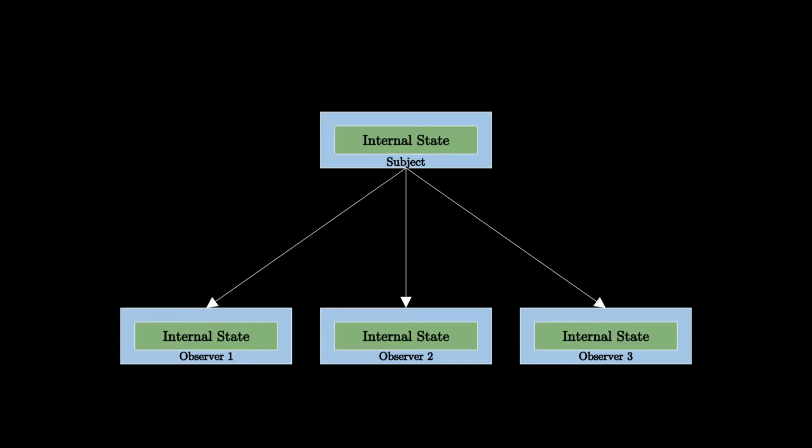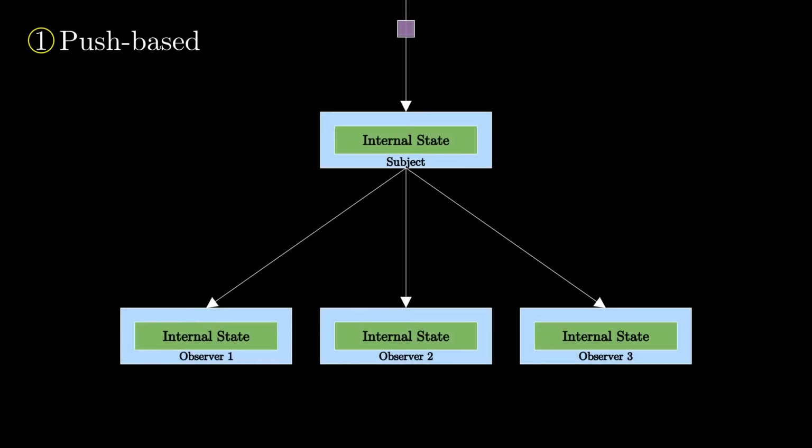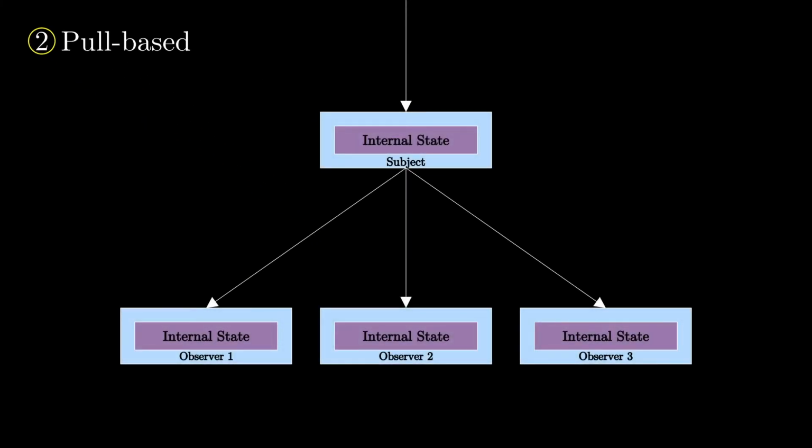There are two flavors or interaction models of the observer pattern that you need to choose from according to your specific use case. The first flavor is push-based, which means that whenever the subject gets an update, it will push that update to all the observers that are interested in its updates. This means that the subject controls what it sends to the observers. The second flavor is pull-based, where the observers are pulling the updates from the subject when they are notified that a change just happened. In this case, the observers control what data they get from the subject.